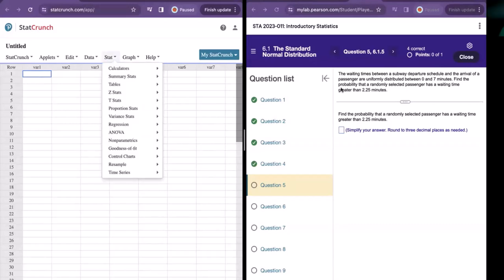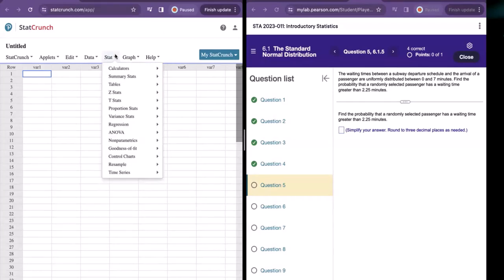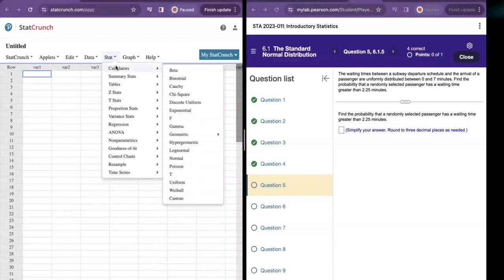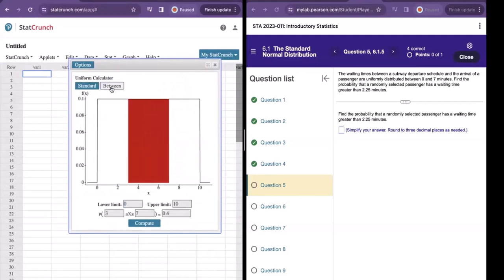Okay, let's see. The waiting times between a subway departure schedule and the arrival of passengers are uniformly distributed between 0 and 7 minutes. Go to Stat and then go to Calculators. Is it Uniform? Custom? Find the probability that a randomly selected passenger has a waiting time greater than 2.25.